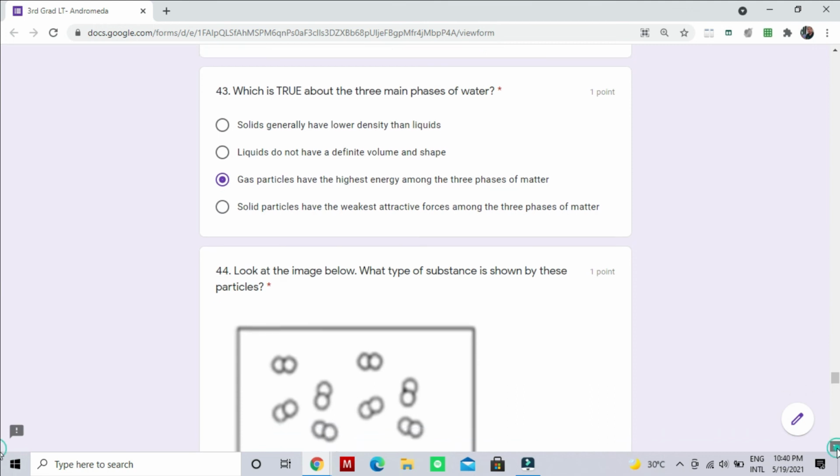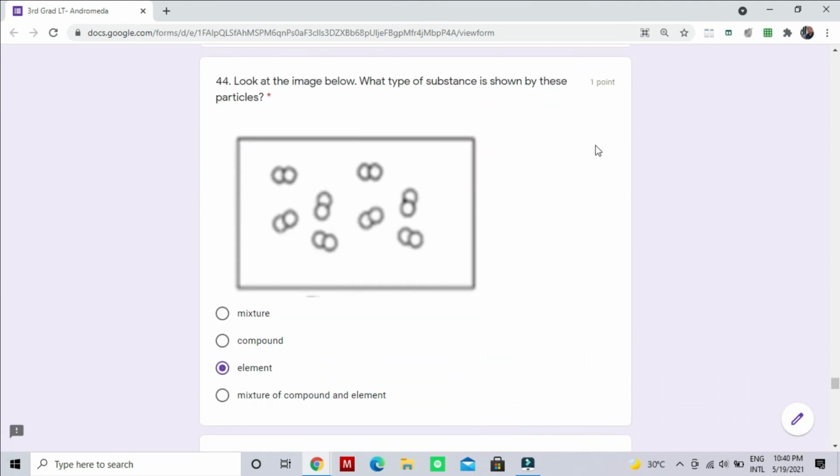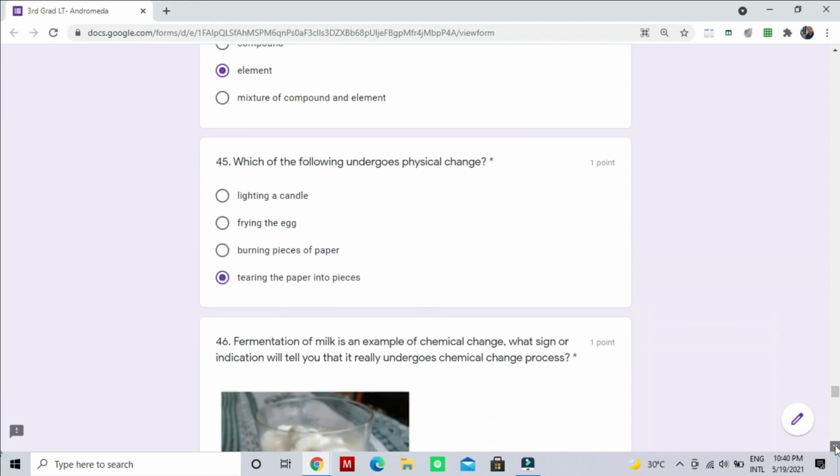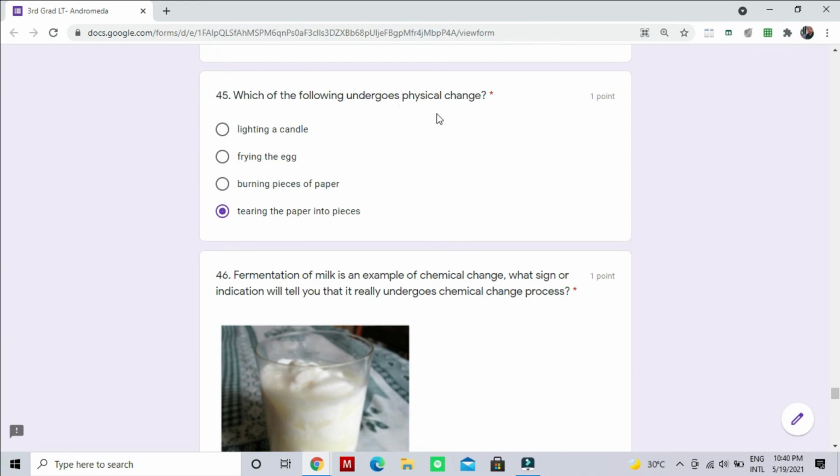Question number 44. Look at the image below. What type of substance is shown by these particles? The correct answer is element. Question number 45. Which of the following undergoes physical change? The correct answer is tearing the paper into pieces.